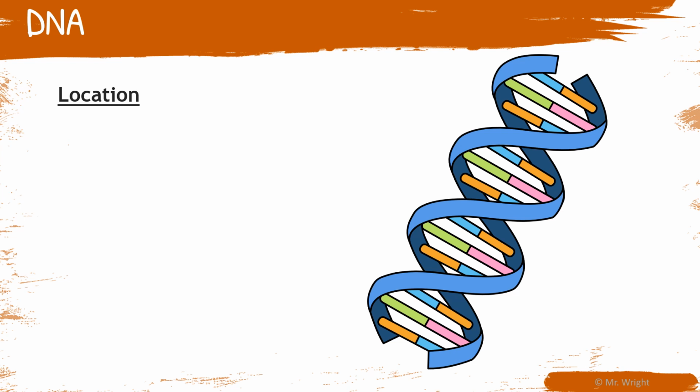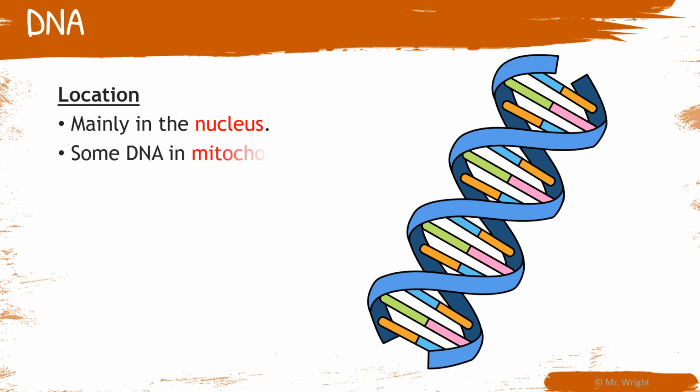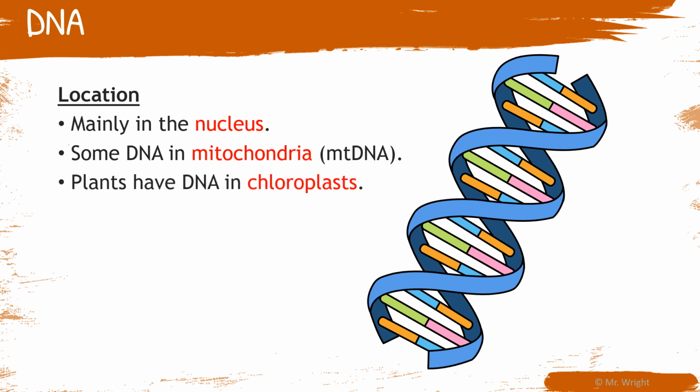First, we will look at DNA, starting with where in the cell we will find DNA. DNA is found mostly in the nucleus, and this is also where most of the processes we will look at in the rest of this topic, which involve DNA, will take place. However, some DNA is found within the mitochondria of cells, called mtDNA, and plant cells also have DNA within their chloroplasts. But as mentioned, most of the DNA is found in the nucleus, and that's also where most of our focus will be.